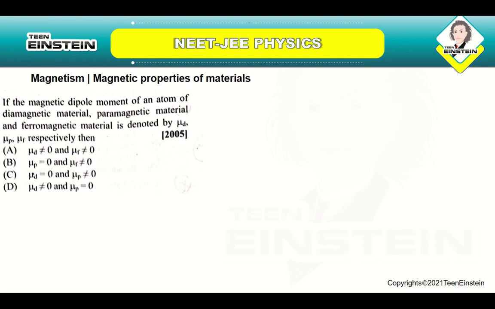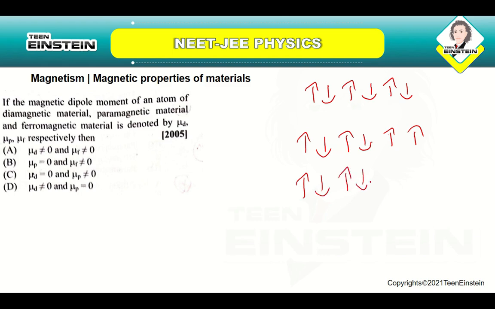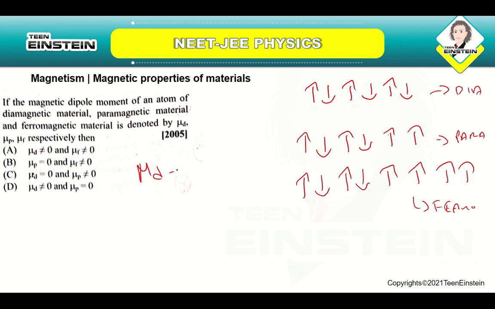So in the case of diamagnetic material, you will be having the pairing of electrons like this, and in the case of paramagnetic material you will be having the pairing of electrons like this, and in the case of ferromagnetic material you will be having more number of unpaired electrons. So this is in the case of dia, this is in the case of para, and this is in the case of ferro. Okay. So here they are telling that the magnetic moment mu d is for dia and mu p is for para and mu f is for ferro.